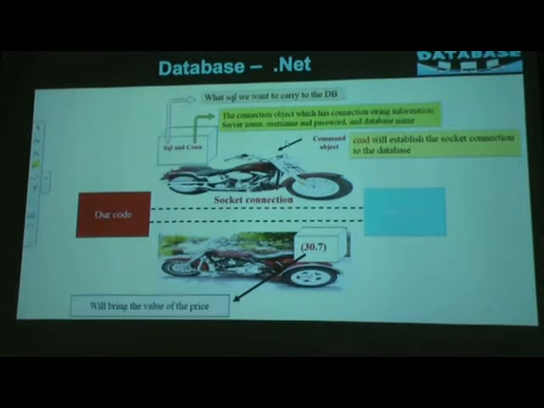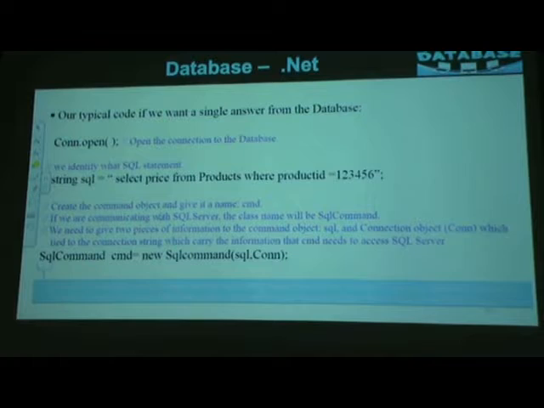So if the SQL was select price from product where price ID 1, 2, 3, 4, 6. So this is the first approach, when we need only to get one piece of information or get one answer from the database. We are going to identify the command object. Now let's see how to write the code, what line of code, and next lecture we will write the actual code using the database SQL Server.